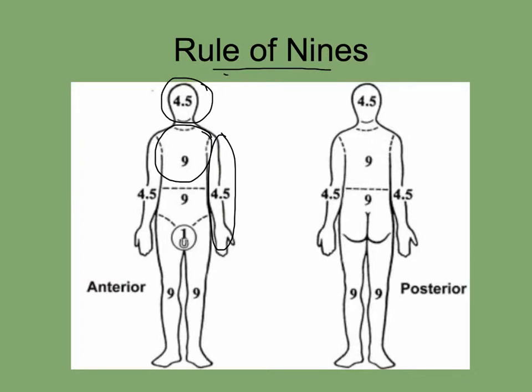The rule of nines, on the way it's shown in these diagrams, is set up for adults. Since the proportions on children are different, their heads are larger, their legs are smaller, there are actually different proportion rules for children. So this is the rule of nines for adults, and it just shows you that basically the body has been divided up into sections, and each is considered about 9% of the total surface area.